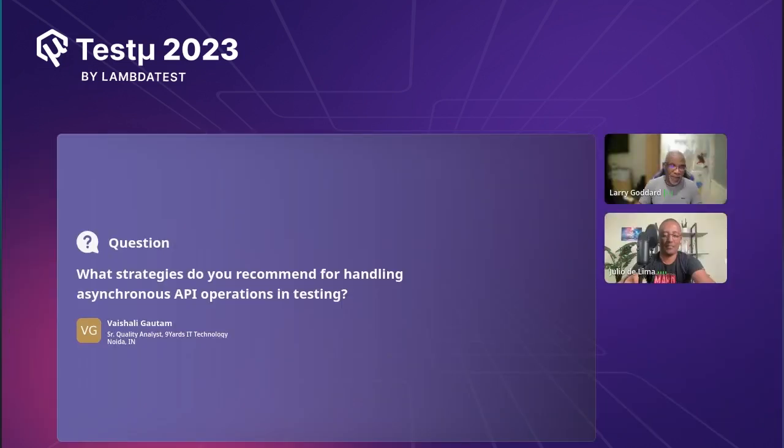All right, and I'll throw in another question here, which I think is real synonymous with what goes on in the world today. What strategies do you recommend for handling asynchronous API operations and testing?